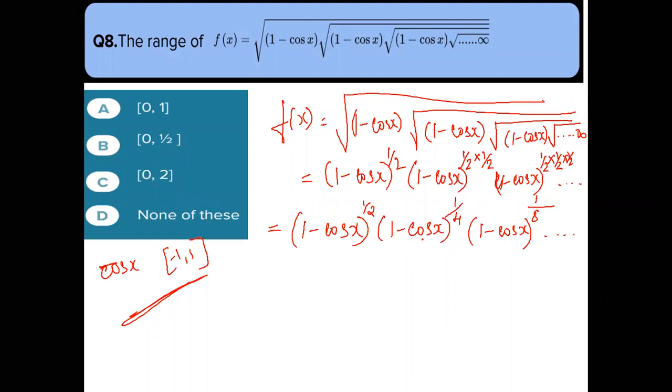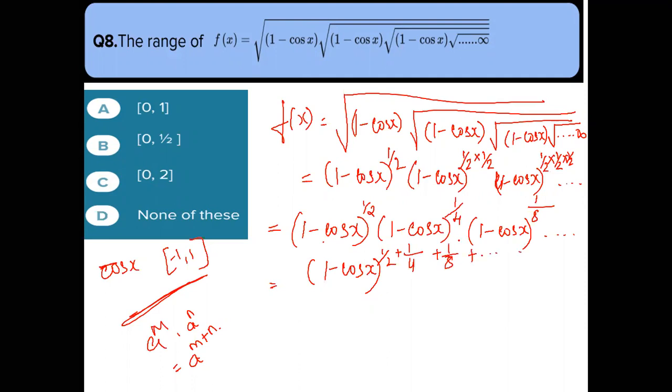Now if you see the base, everything is the same; only the power changes. So what can I do? If I have a to the power m into a to the power n, then I can write it as a to the power m plus n. Here the base is the same, only the powers change. So I can add the powers. So it becomes 1 minus cos x to the power 1 by 2 plus 1 by 4 plus 1 by 8 plus so on.